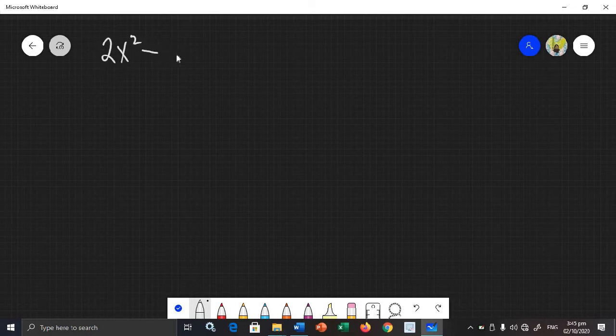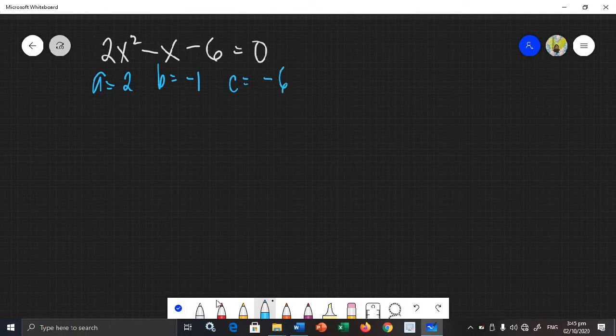2x squared minus x minus 6 equals 0. Just like a while ago, no? Yung naunang lesson, which is nature of quadratic roots, kailangan din dito is naka-standard form, kasi we will be identifying the values of the coefficient. So a is 2, b is negative 1, c is negative 6.